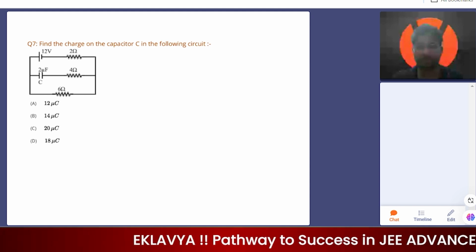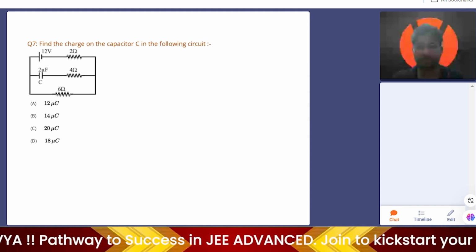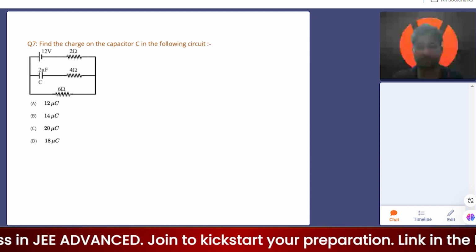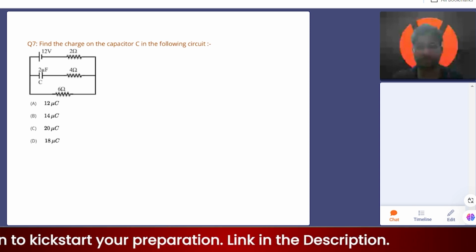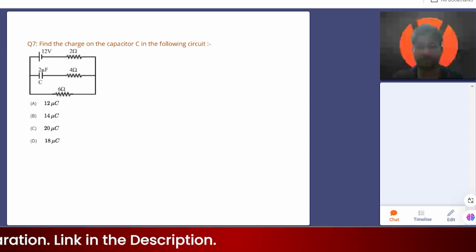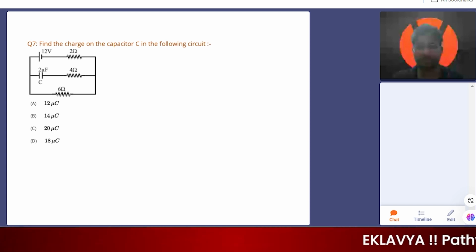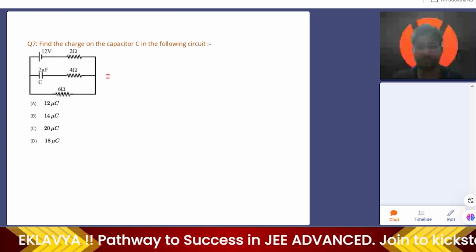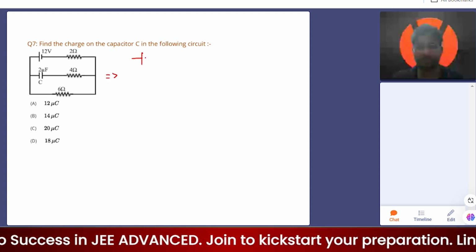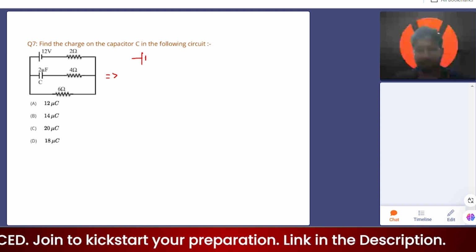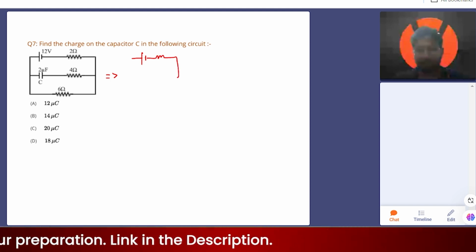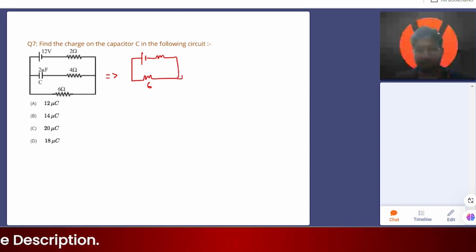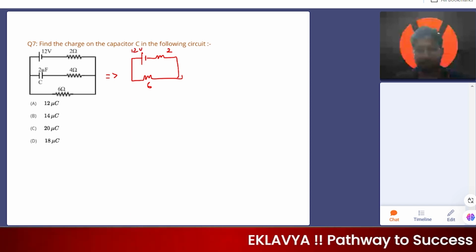Find the charge on the capacitor in the following circuit. Well, if I want to find the final charge on the capacitor, then this particular branch in which the capacitor is there must achieve a steady state. In other words, once the capacitor is completely charged, the overall current in this particular branch will be 0. This becomes an open circuit. So this circuit will transform into an open circuit with overall equivalent resistance 8 ohms with a 12 volt battery.